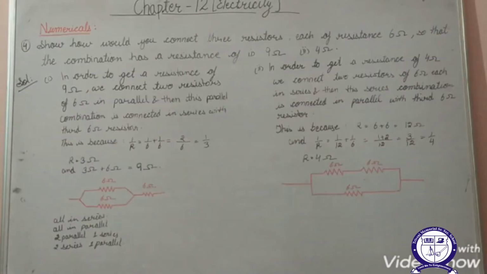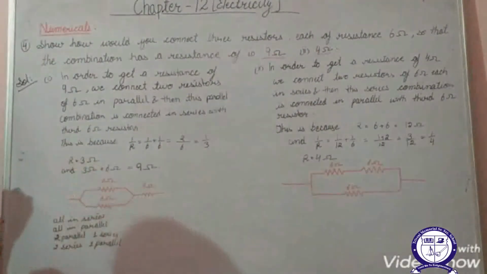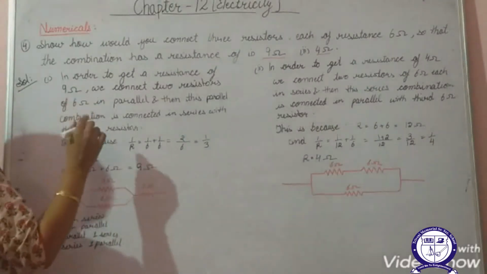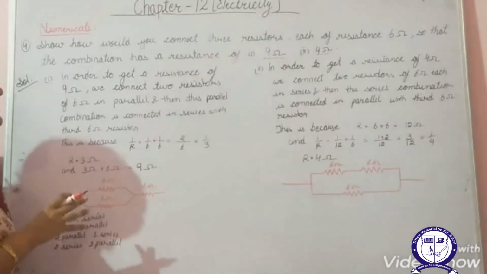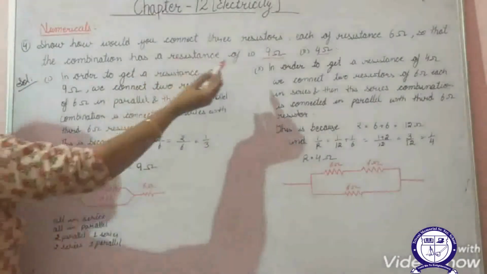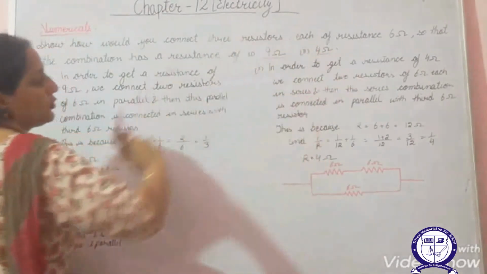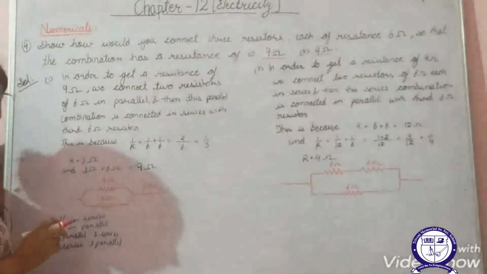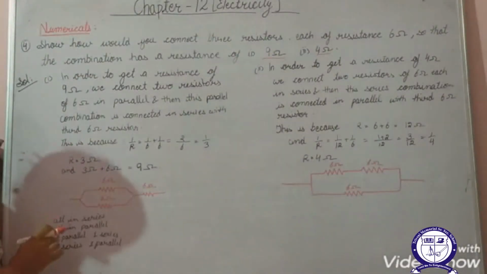Now next numerical is: show how you would connect three resistors, each of resistance 6 ohm, so that the combination has a resistance of 9 ohm and 4 ohm. Here they have given three resistors and each resistor is of value 6 ohm. So we have to combine them in such a manner that in the first case the total resistance must be 9 ohm and in the second case the total resistance must be 4 ohm. For such questions, we'll basically go for the hit and trial method.